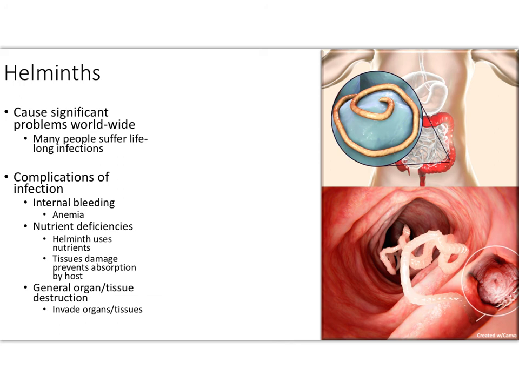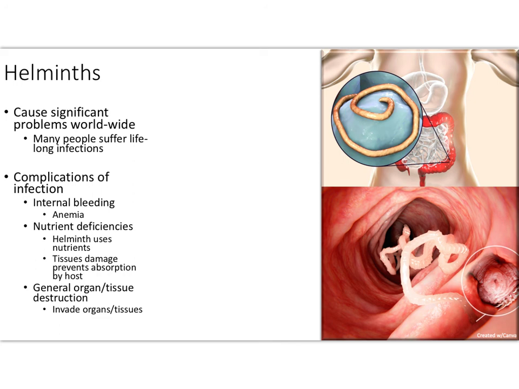In terms of complications of infections with helminths, if a helminth infection is treated fairly quickly, and there are good medications to do that in many cases, usually there aren't a lot of long-standing consequences for the person. However, if we're talking about a lung infection or repeated infections, there are potentially several consequences. One is internal bleeding that leads to anemia.